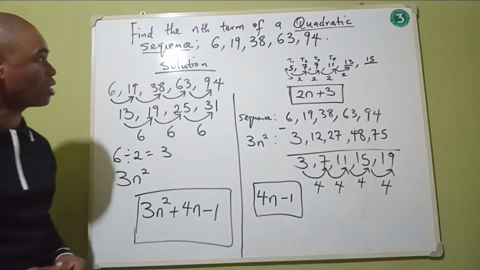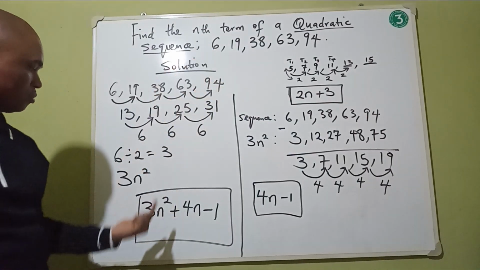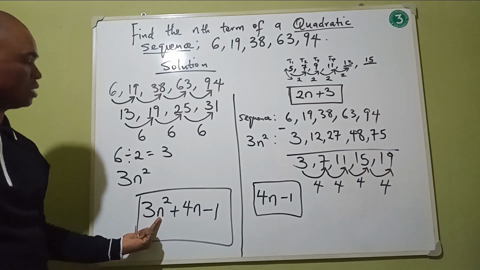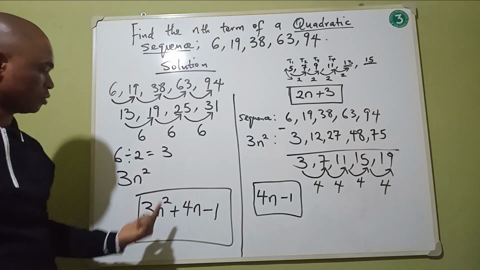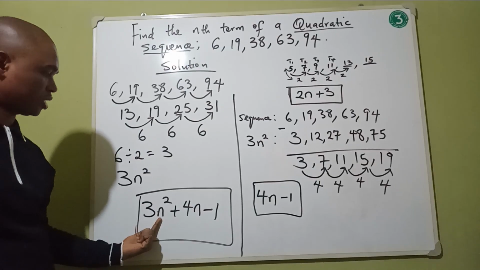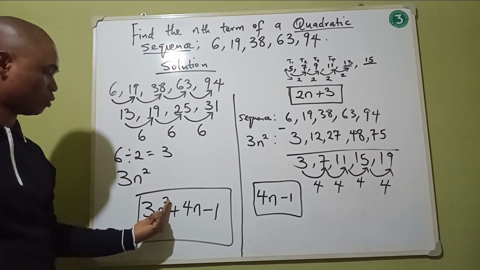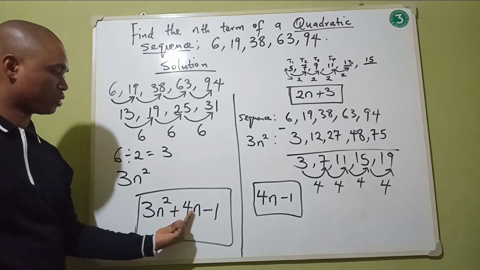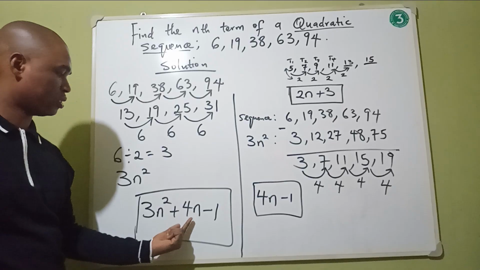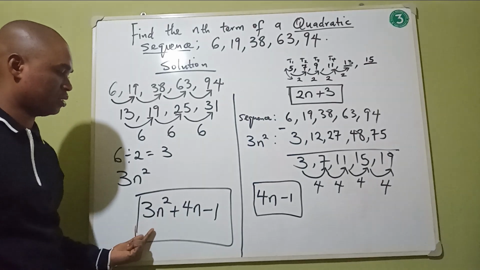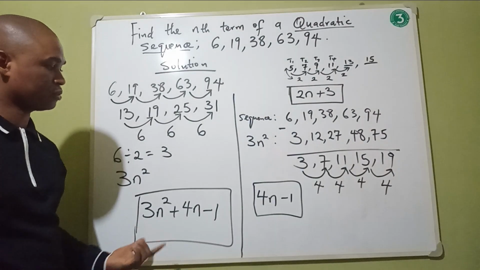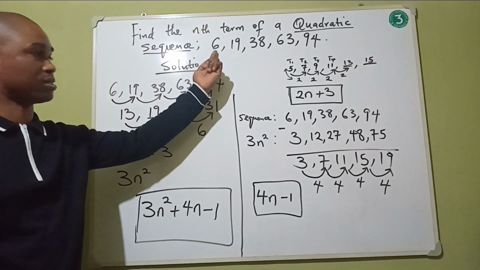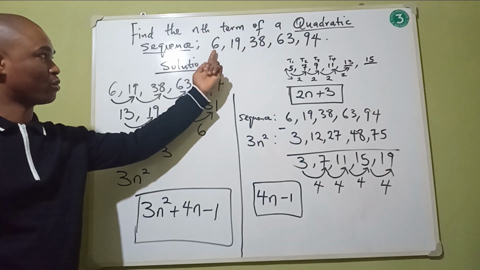Now, let us try it. Let us get this first term. If I substitute 1 here, since I'm getting this first term, I'm going to have 1 times 1, that will be 1 squared. 1 times 3 will give me 3. Then 4 times 1, that will give me what? 4. That is 4 plus 3. That is 7. 7 minus 1 will give me what? 6. Can you see? We are going to have 6 here.